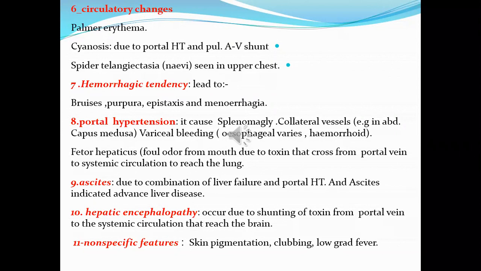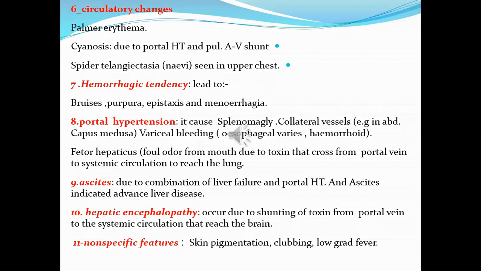Ascites is due to accumulation of fluid inside the peritoneal cavity. There are different causes of ascites, either due to portal hypertension, or due to hypoalbuminemia, or due to hepatorenal syndrome. All these lead to ascites.